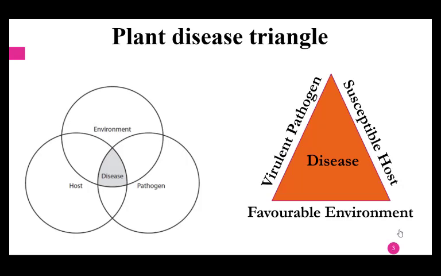All these three factors must occur simultaneously. If any one of these factors is absent or unfavorable, then disease cannot occur. If all three parameters are present, then it causes disease. And the more these three circles overlap, the more severe the disease will be. This is the disease triangle, where three parameters together cause disease.